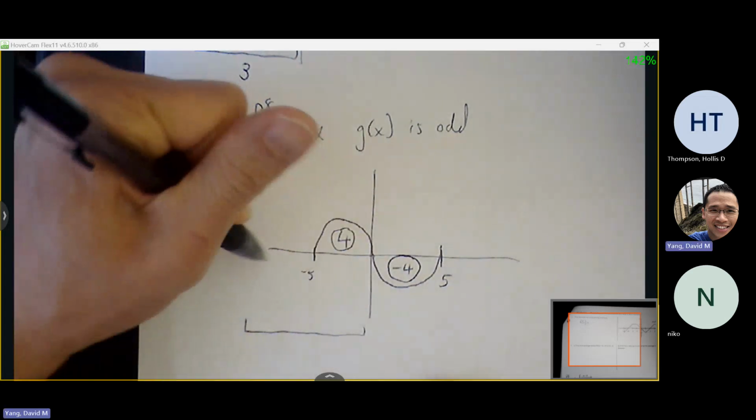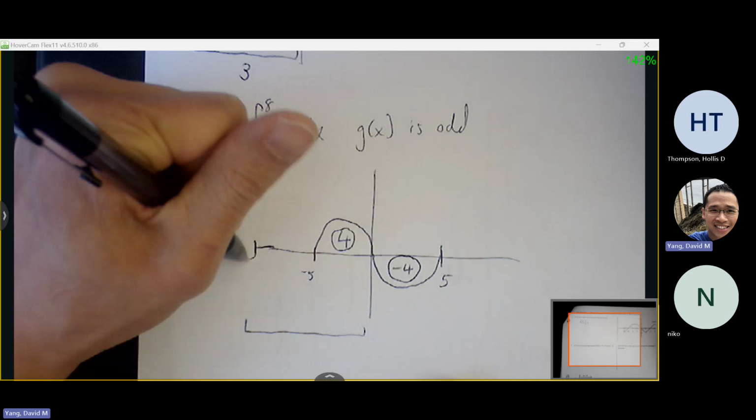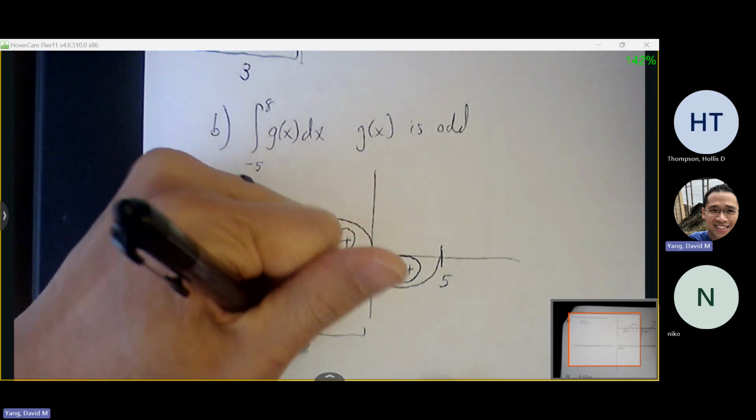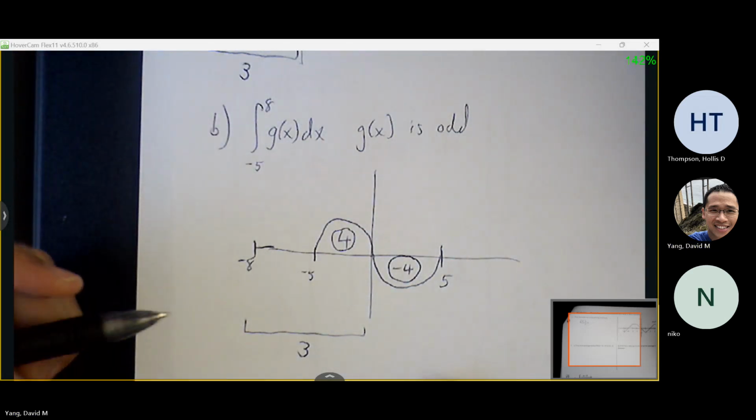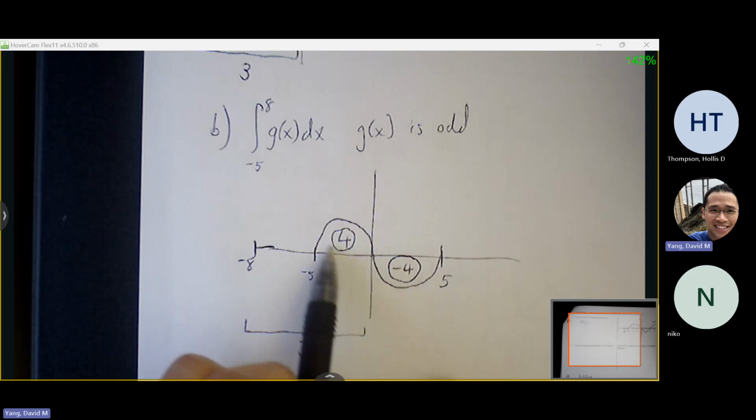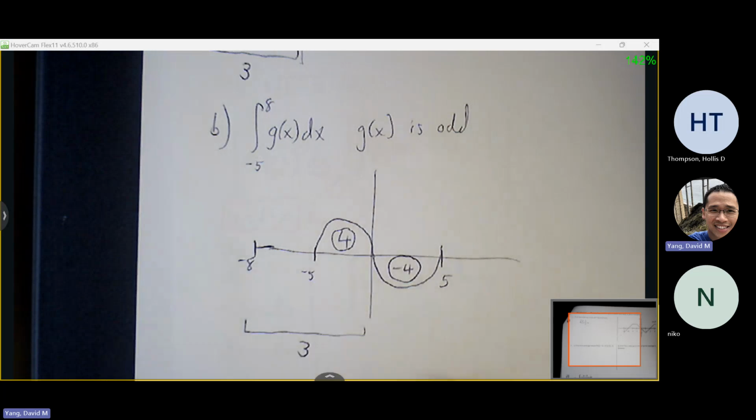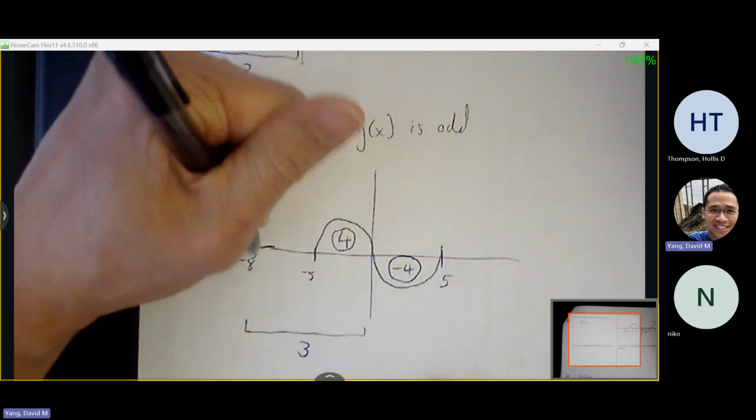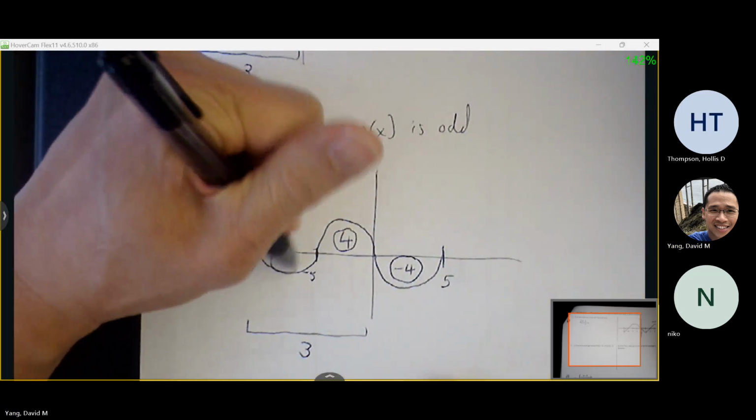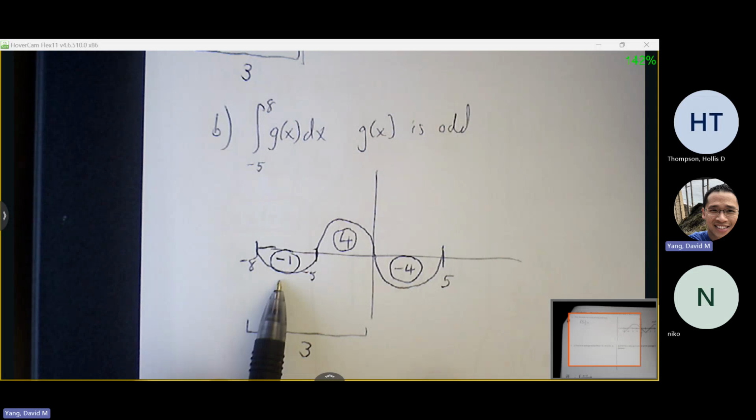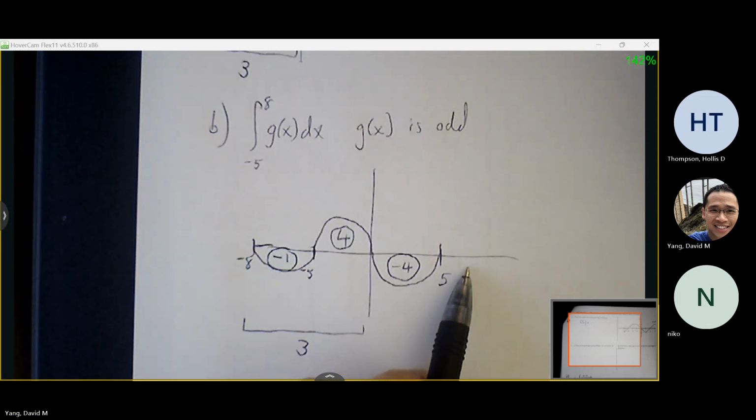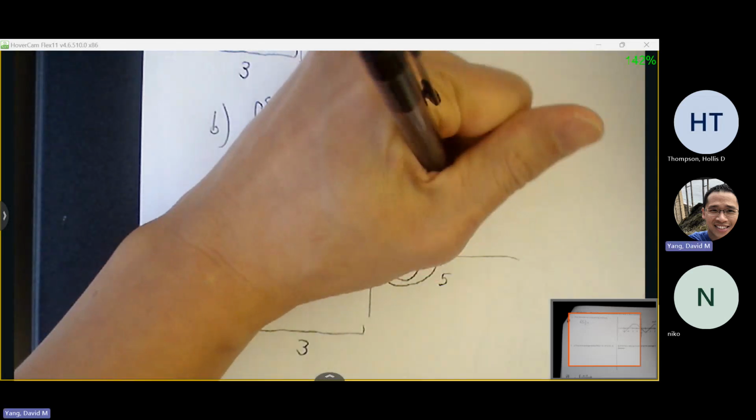We want the region from -8 to 0 to add up to be 3. So we don't want to be changing anything here. We just want to be making an adjustment here. What can we fill on this side? -1. And if this is -1, then this side is a positive 1.